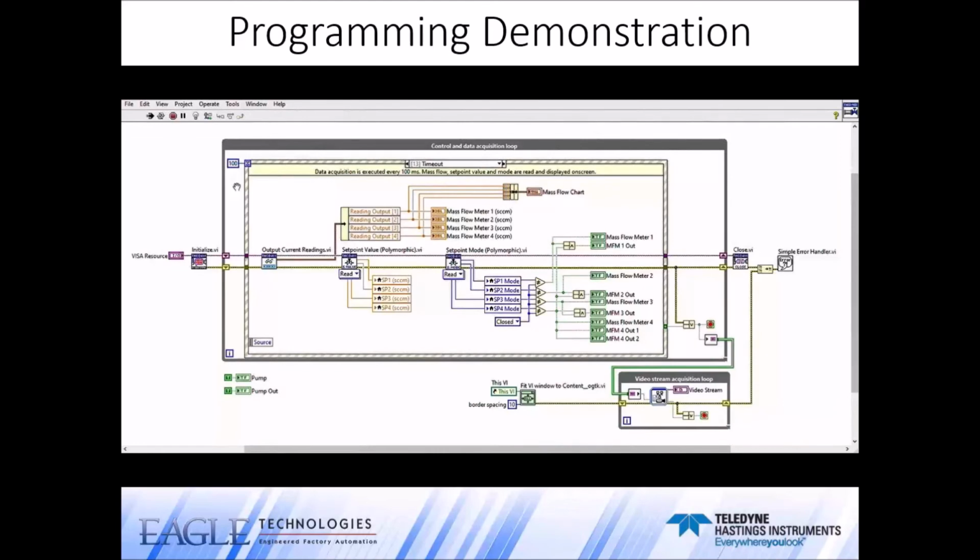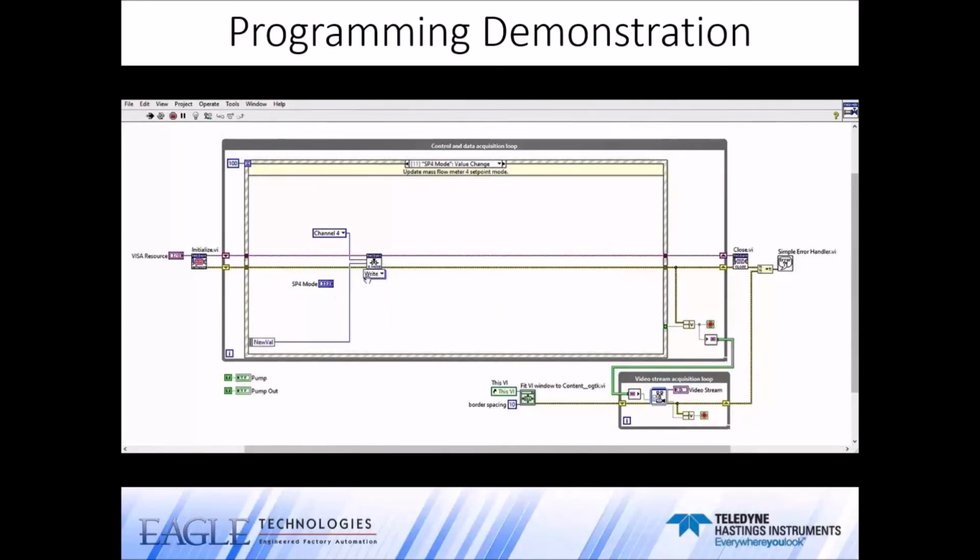every 100 milliseconds. During the timeout, the output current reading, set point values, and set point mode VIs are read, and the mass flow chart, flow diagram, and other controls and indicators get updated. When the user changes a control's value or presses a button, an event is registered and a specific code gets executed. For example, we can observe that when the mass flow meter 4 set point value is changed, the new value registered by the event handler structure is passed to the set point value VI and then updated in the device. We use the new value parameter instead of the corresponding control to avoid a race condition because we use that same node as an indicator through a local variable.